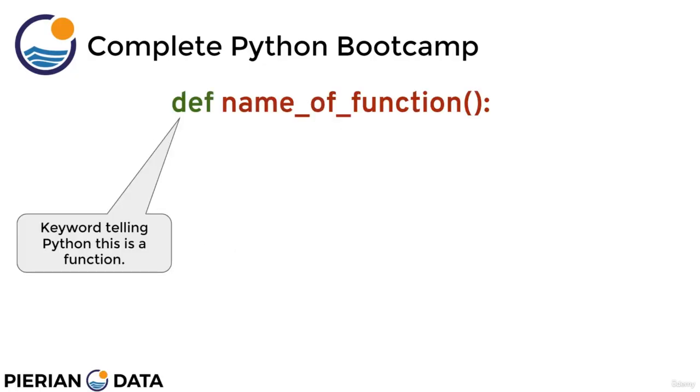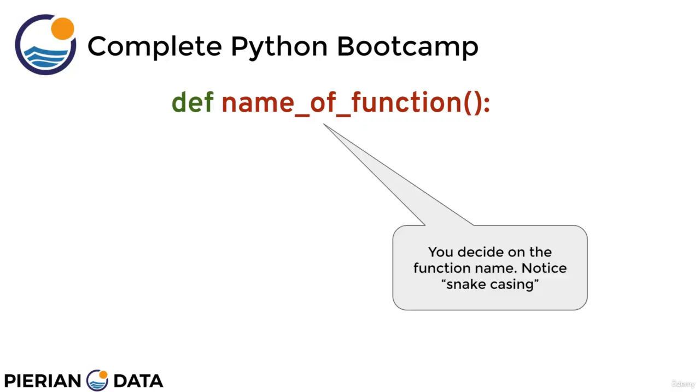So here's the first line of an example function, and it all starts off with this def keyword, essentially standing for the definition of the function. And this keyword just tells Python, hey, what I'm about to write is a function. So you have def, and then you have the name of the function. And you decide on the function name, and you should notice this so-called snake casing.